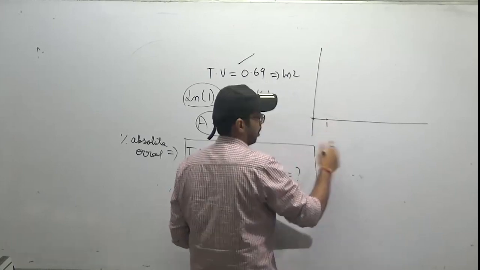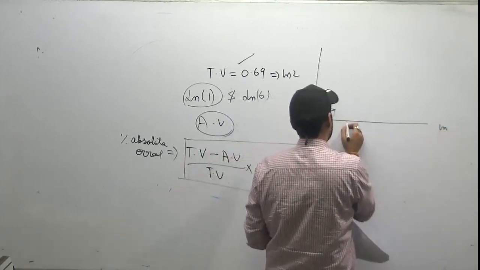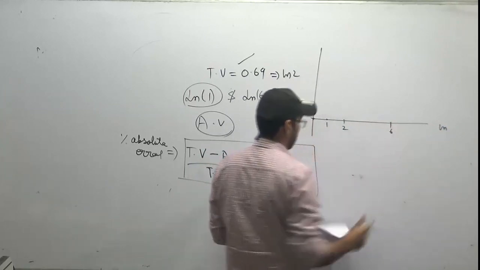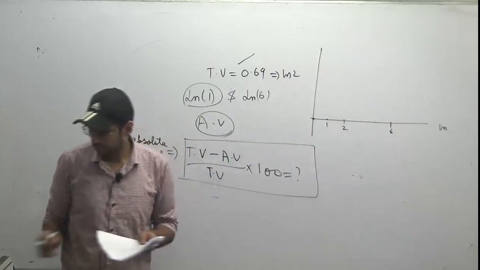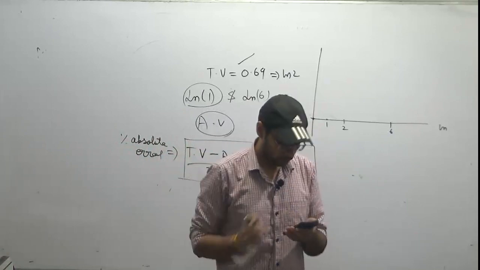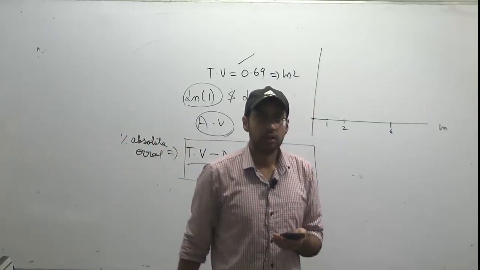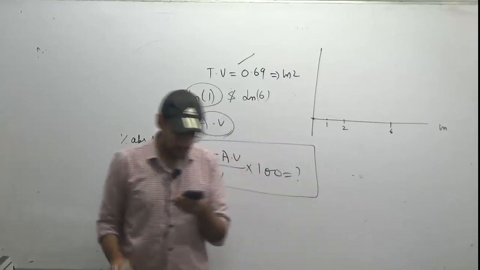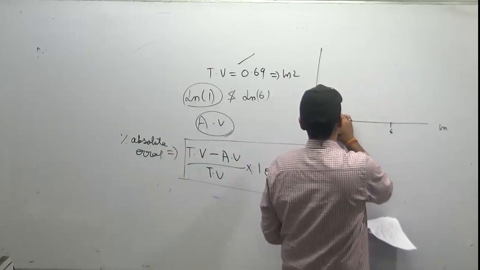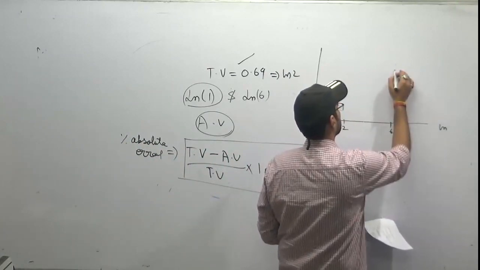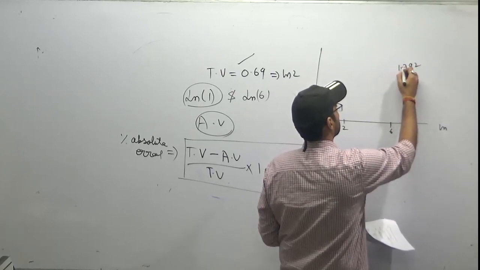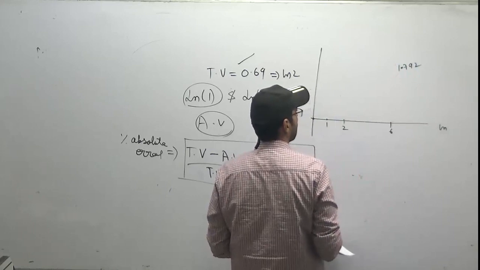So at 1, on the ln line, it is 0, this is 2, and here it is 6. What is the value of ln6? Tell me, the value of ln6. 1.792, right? This is the value of ln6.